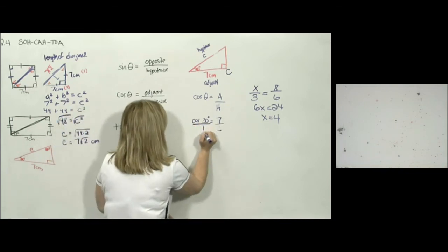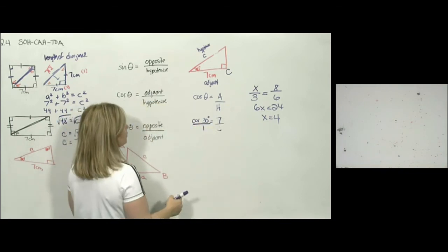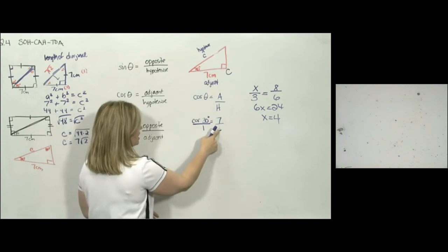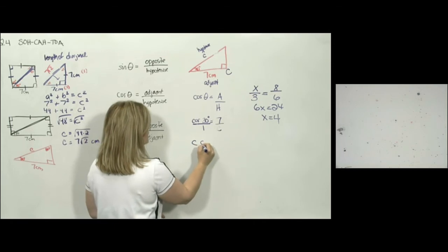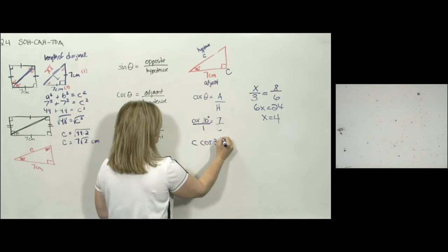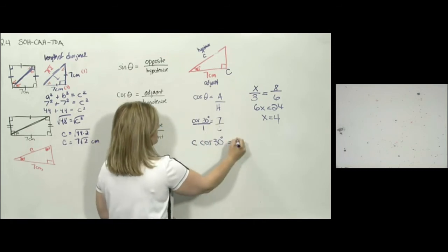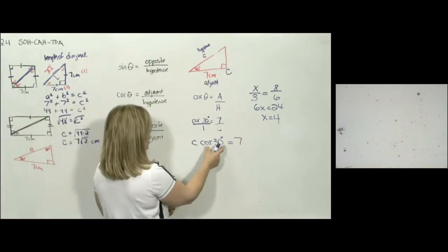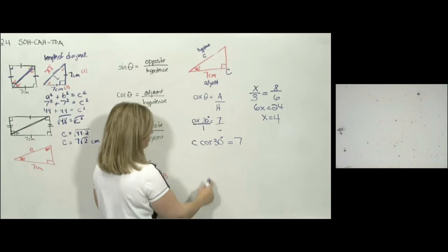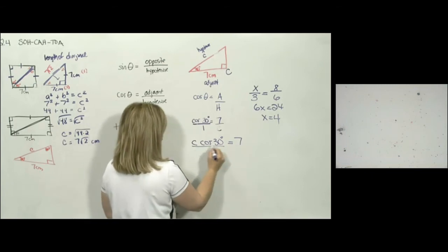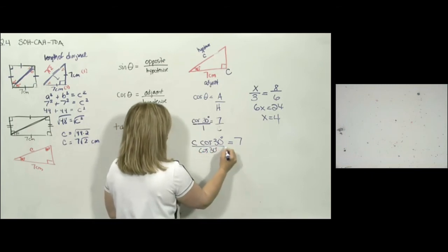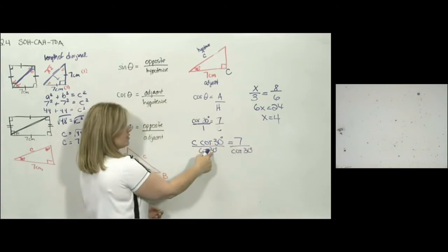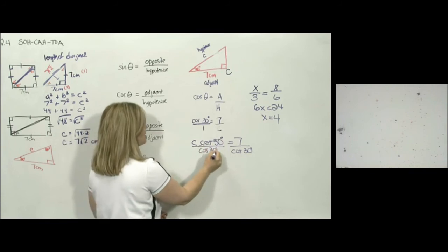This is over 1. I'm going to cross multiply. I want the variable on the left, so I'm going to do this first. C times the cosine of 30 is written C cosine 30 equals 1 times 7 is 7. Now I want to solve for C, so I've got to move cosine 30 over here. It's connected by multiplication, so I'm going to do division. Something divided by itself, the same term divided by itself, cancels out.